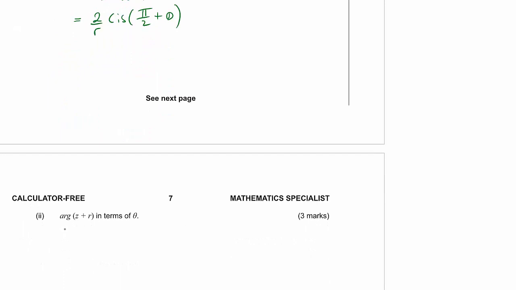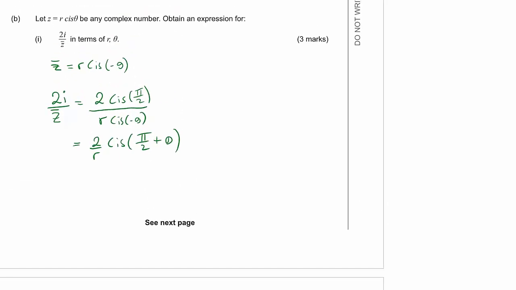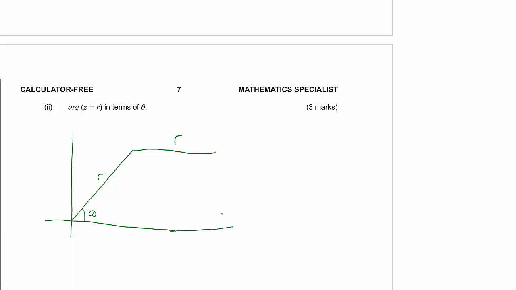And finally, we want arg of z plus r in terms of theta. So that's the angle of z plus r. So we had now that z was r cis theta. So r cis theta is here. The length of this is r, and this angle is theta. If we add r, it just goes this way, because r is just a real number, so it goes horizontally.